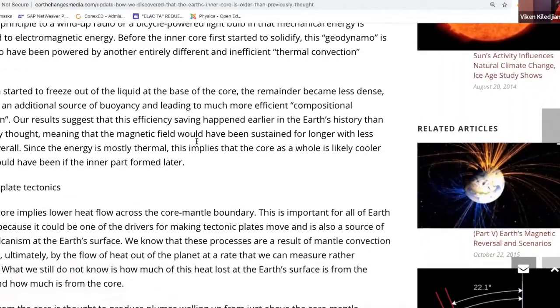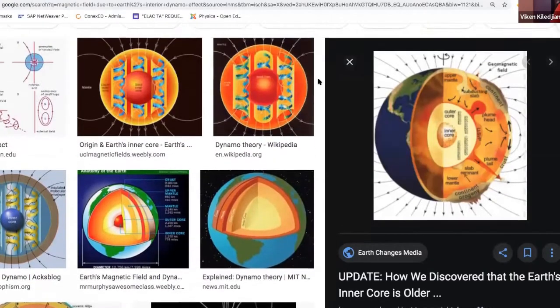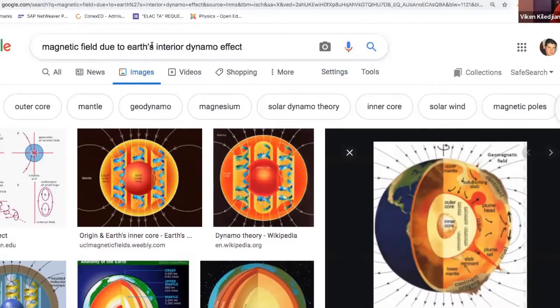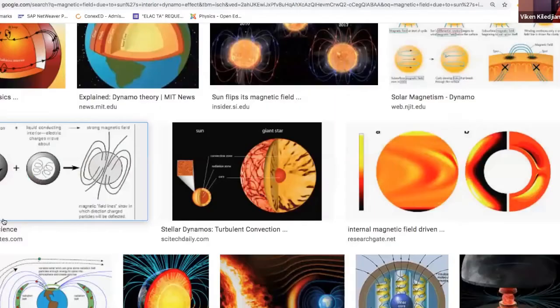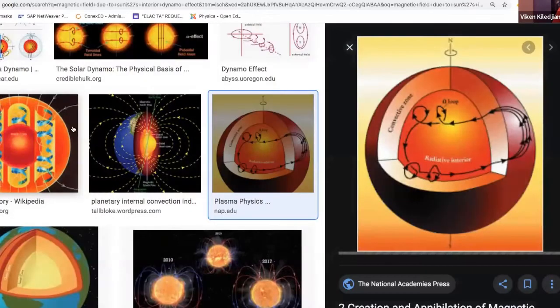The sun's dynamo effect is much stronger. Magnetic field due to the sun's interior. On the sun, you have even more of an effect because the sun is a gas. Look at all the loops that are made, really active. And the sun doesn't rotate at the same pace everywhere. So all these strong magnetic fields, all these currents, are created inside the sun.